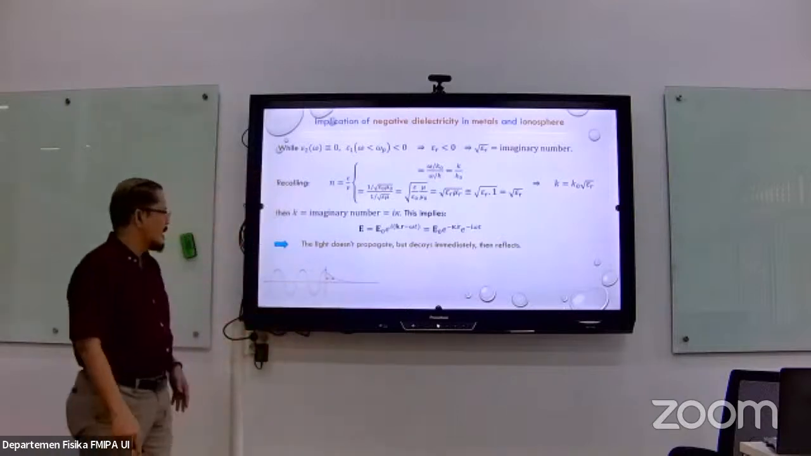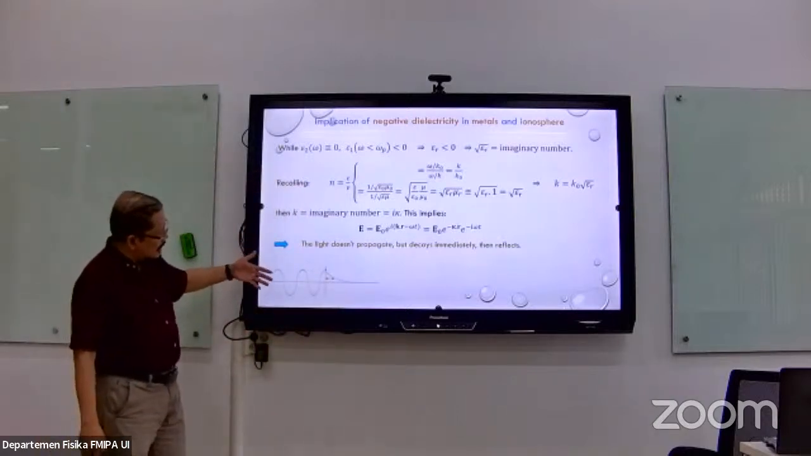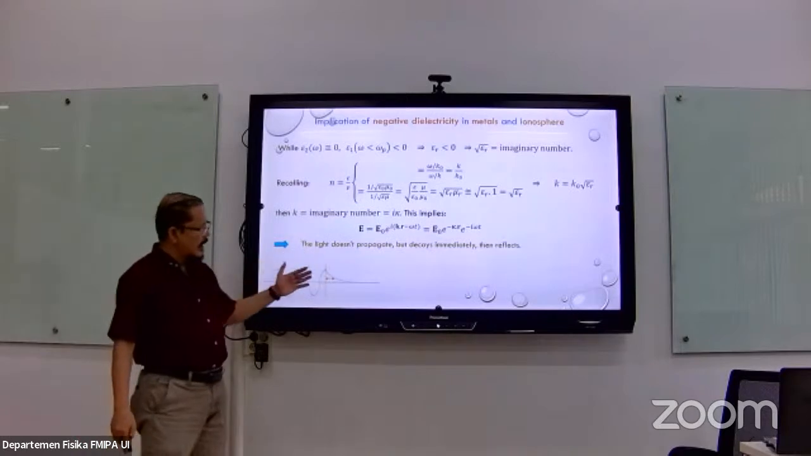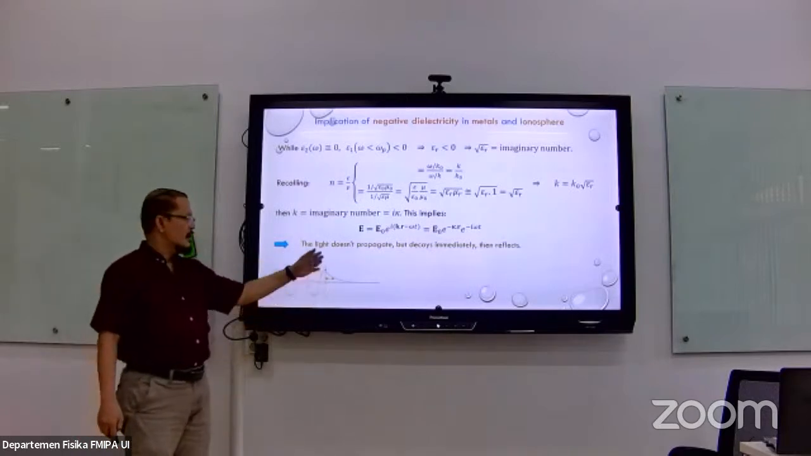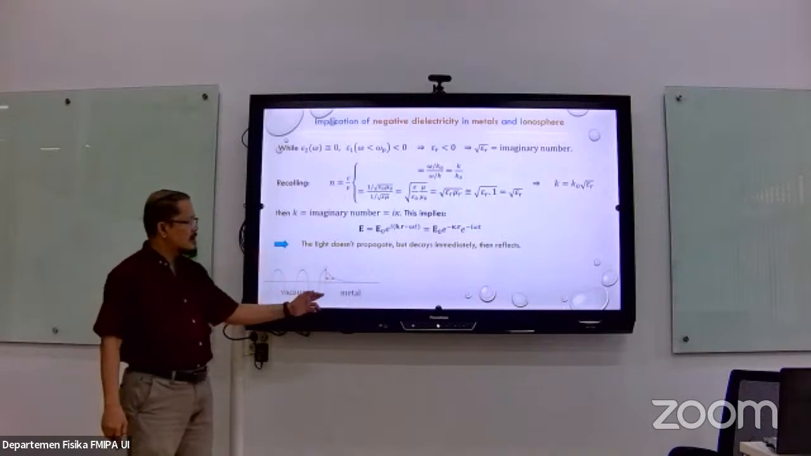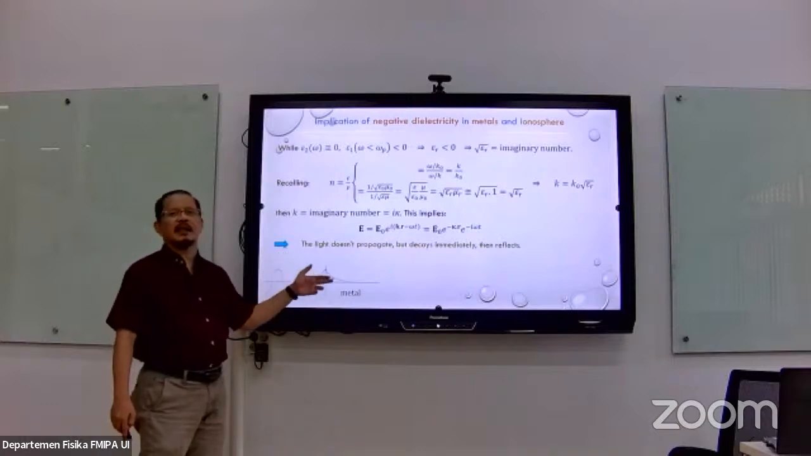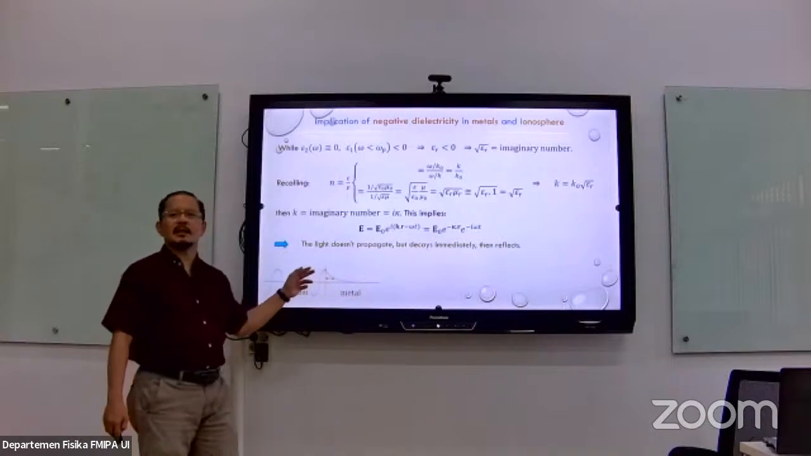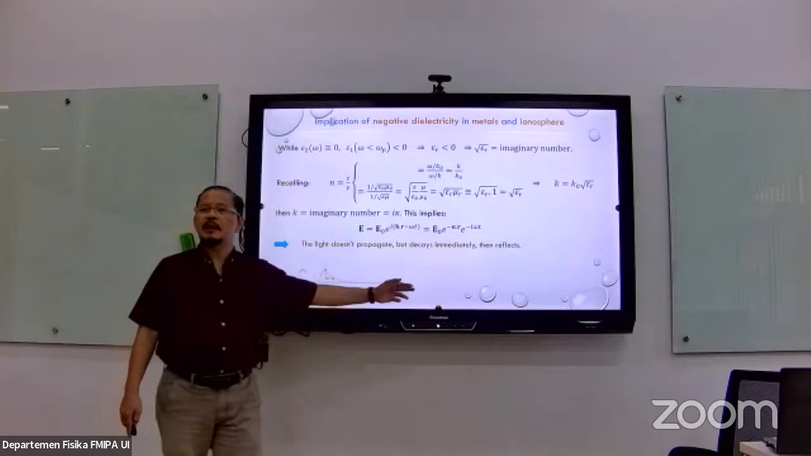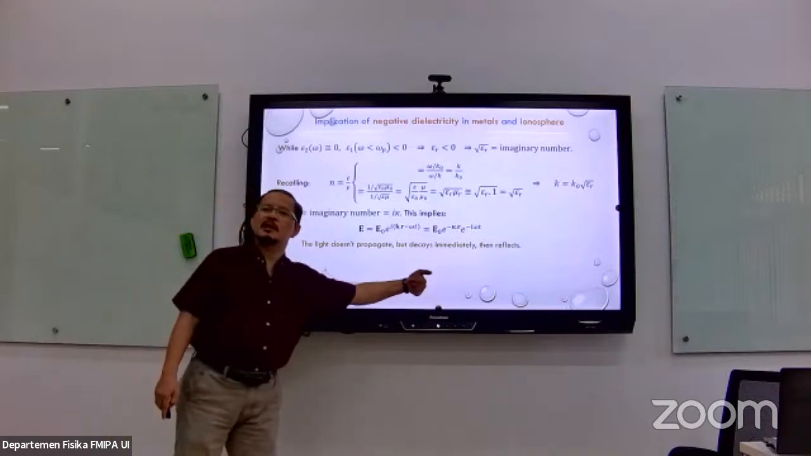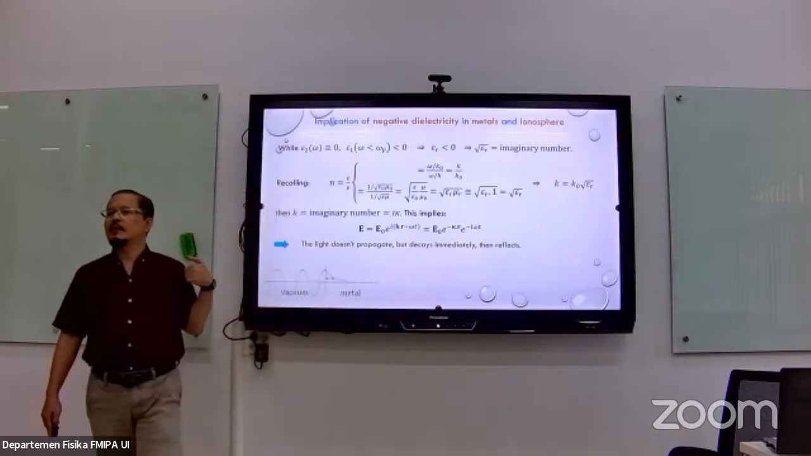So this is the process. If we have the electromagnetic wave coming in, it strikes the surface of metal. So this is vacuum, this is metal. Then the electromagnetic wave immediately decays. If it decays, that means it doesn't propagate. If it doesn't propagate, that means it will eventually come back.